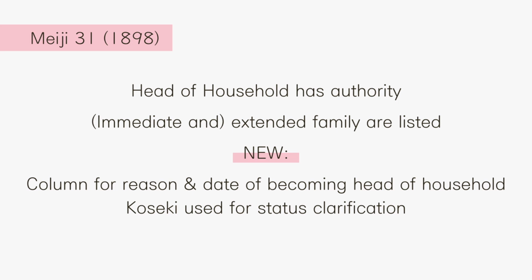Until this point, Koseki were used for things like taxation and military service, but the Family Register Act of 1898 changed the purpose of these documents to status clarification. So, compared to earlier versions of the Koseki, the parents' names, relationships, and birth information became clearer.